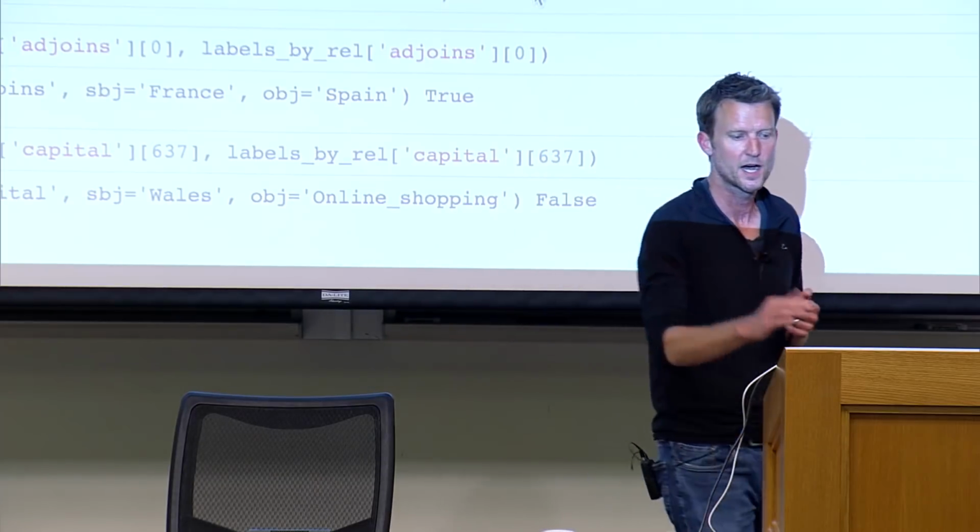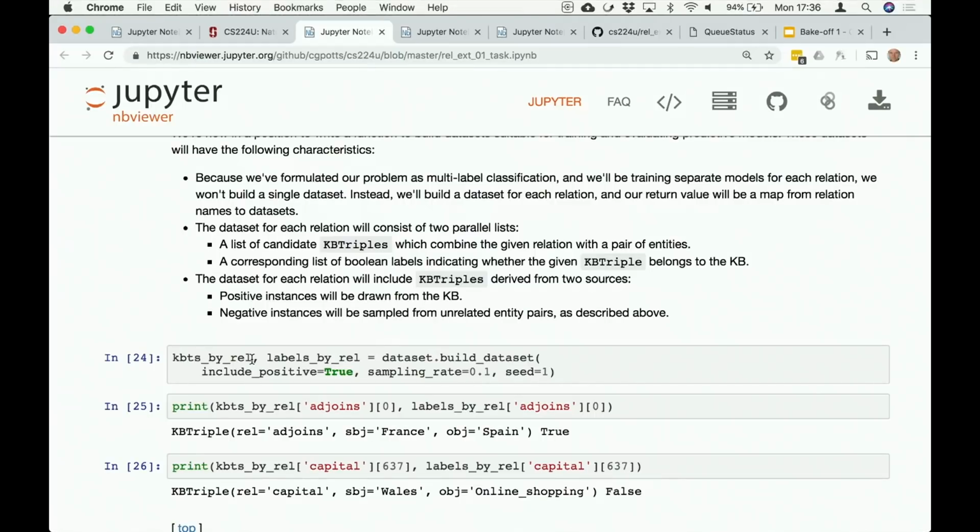So we're going to have these things where it says KBTs by rel. That basically means a collection of KB triples that have been grouped by relation. So the data structure is a dictionary where the key is a relation name and the value is a list of KBTs. There will be a list of KBTs for this relation and a list of KBTs for that relation, and so on. That's this first thing here. The second thing here is an exactly parallel data structure that has the labels. For each KBT, it's going to say whether that thing should have a true or a false prediction made for it.